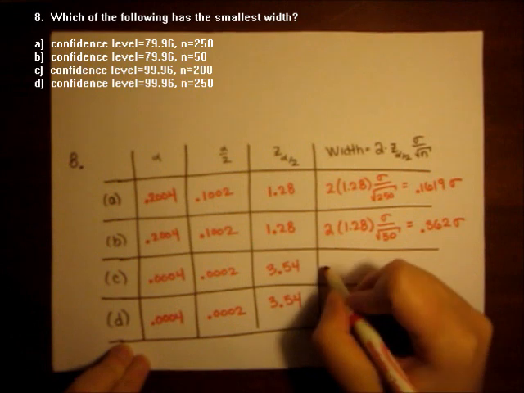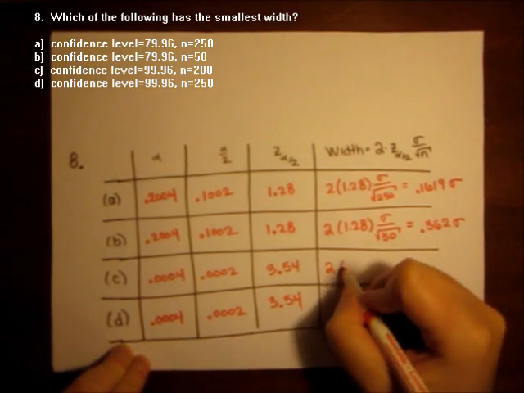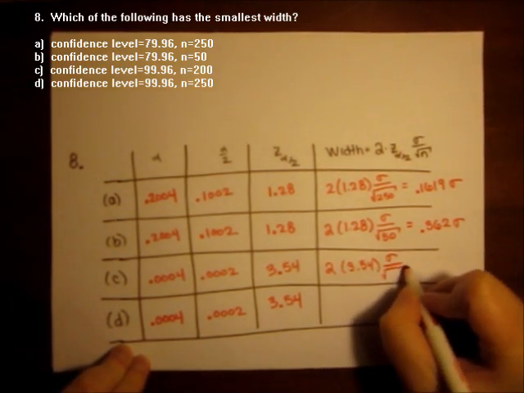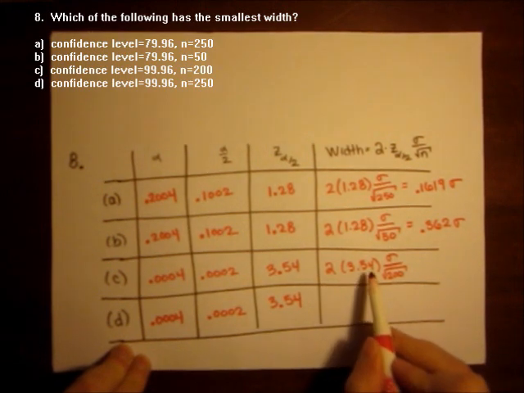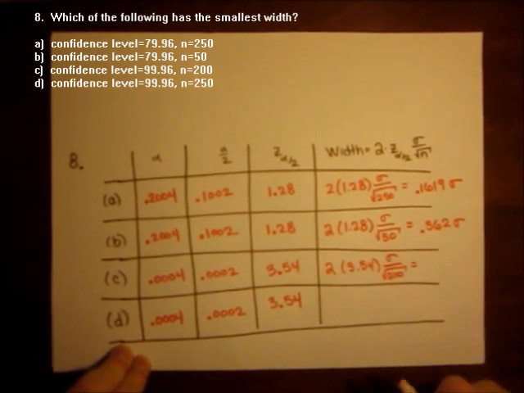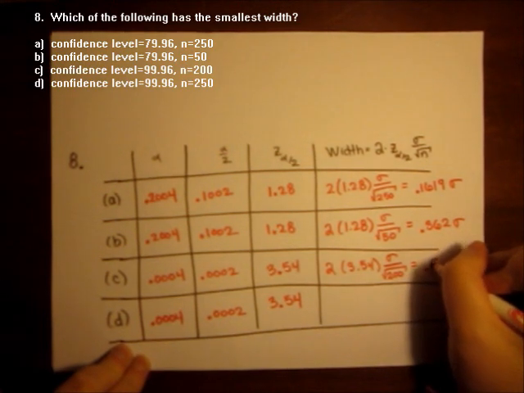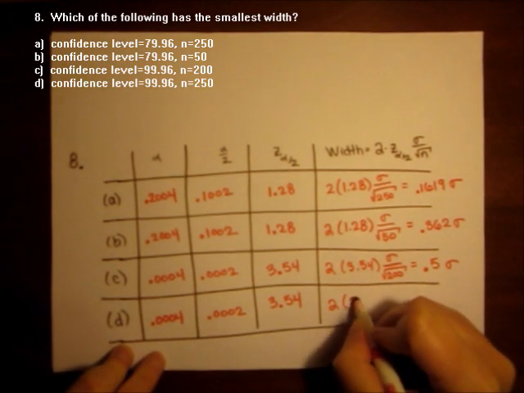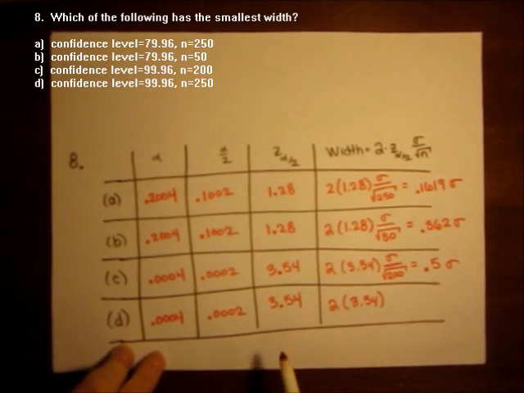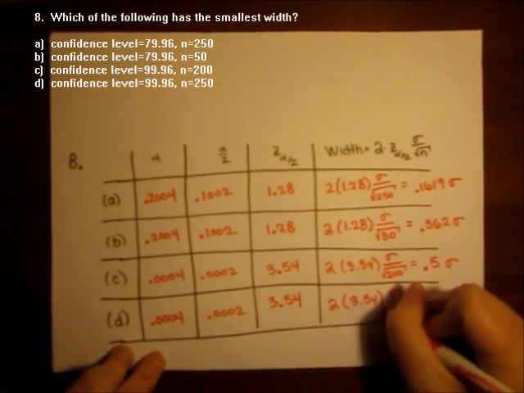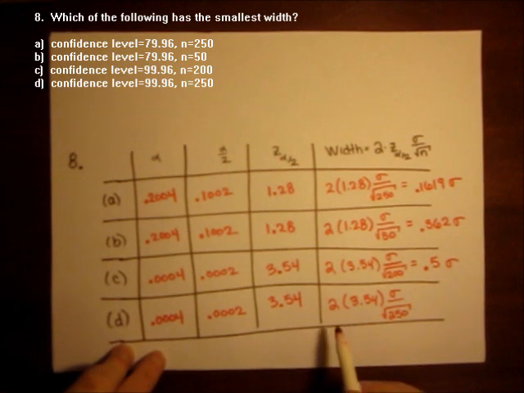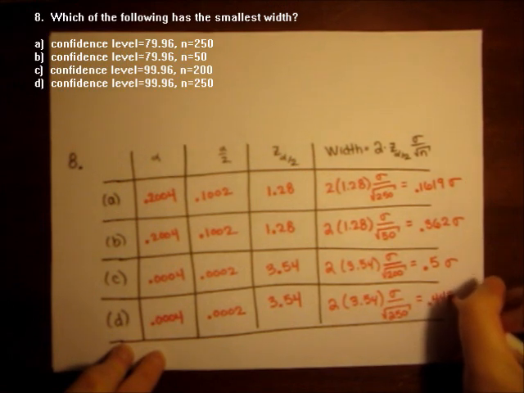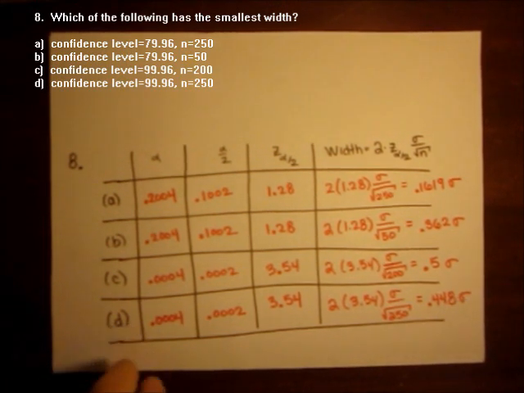Okay, for option C, I'm going to have a 2 times 3.54 times sigma over the square root of 200. And if I multiply these and divide by the square root of 200, I get about a 0.5. So this is about a 0.5 sigma. And for option D, if I do a 2 times my z alpha over 2, times sigma over the square root of 250, if I do the multiplying and dividing, I get a 0.448. Of course, times sigma, for whatever value sigma may be.